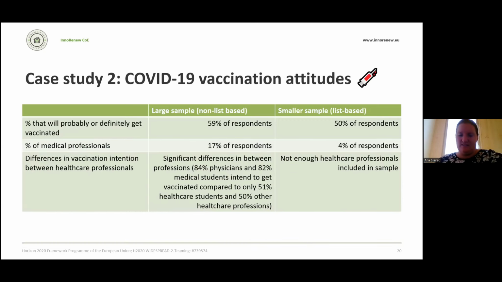Okay, let's move to the second case study. This was about vaccination, and it was very similar. This large sample said almost 60% of people said they will get vaccinated, probably or definitely. And because this was medical students, and they sent it to other medical students, there were a lot of medical staff in the sample. In this smaller sample, we got the result of 50%. And this was in December 2020.